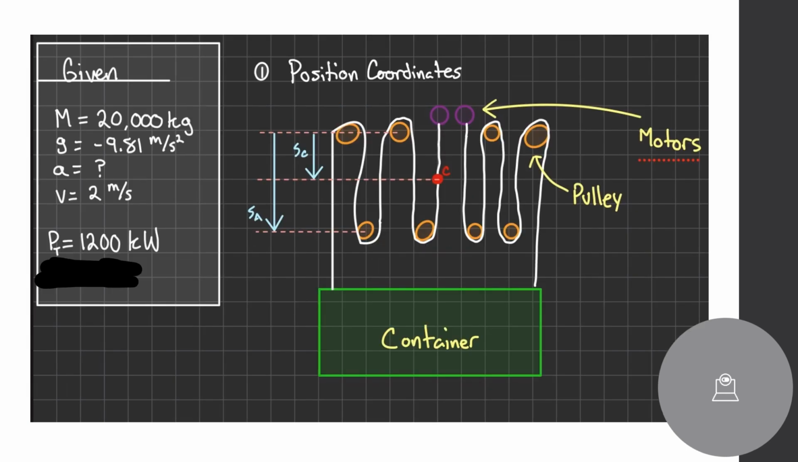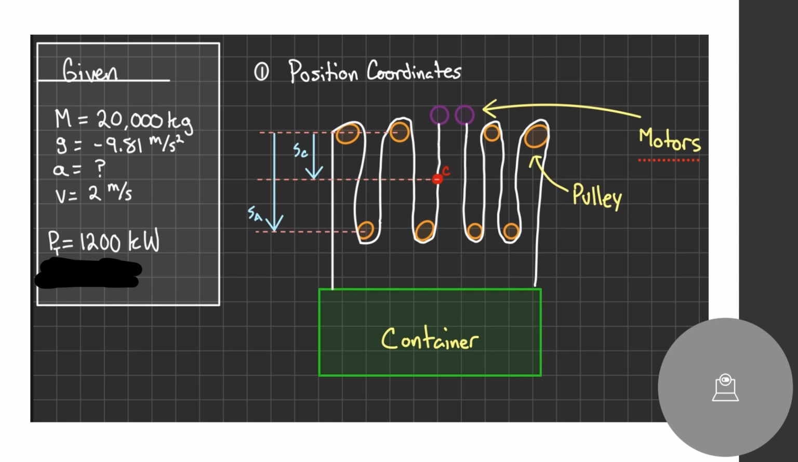Now, as you can see here, the givens for this problem are a mass of 20,000 kilograms, gravity of negative 9.81 meters per second squared. We don't know the acceleration yet. The velocity is equal to 2 meters per second in the upward direction. And the total power for these motors is 1200 kilowatts.